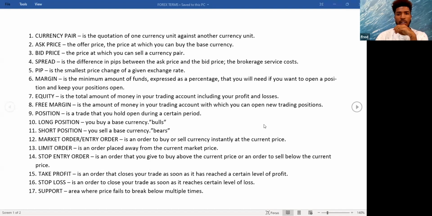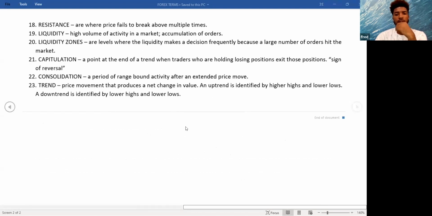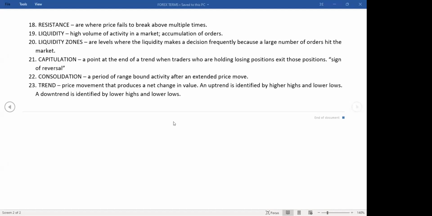Well, first, actually, I want to show you guys these Forex terms that I have written out for you all. If you can, go ahead and take a screenshot of this. Here's the second slide. All these terms will be used pretty frequently, so once you get these, make sure you study them.